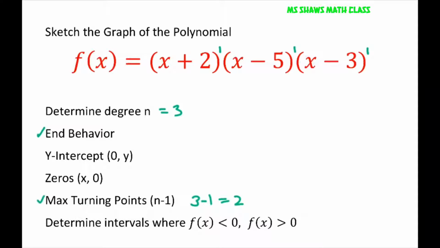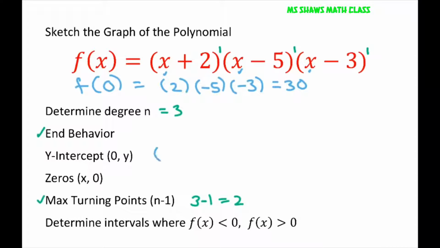Our y-intercept is when x is 0. So when you plug in 0 in these x's, you will get 2 times negative 5 times negative 3. So that's 15 times 2, which is 30. So our y-intercept is at 0, 30.